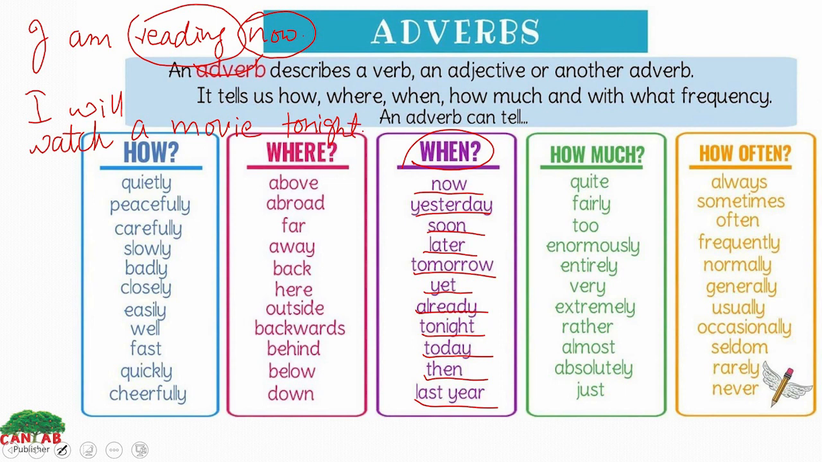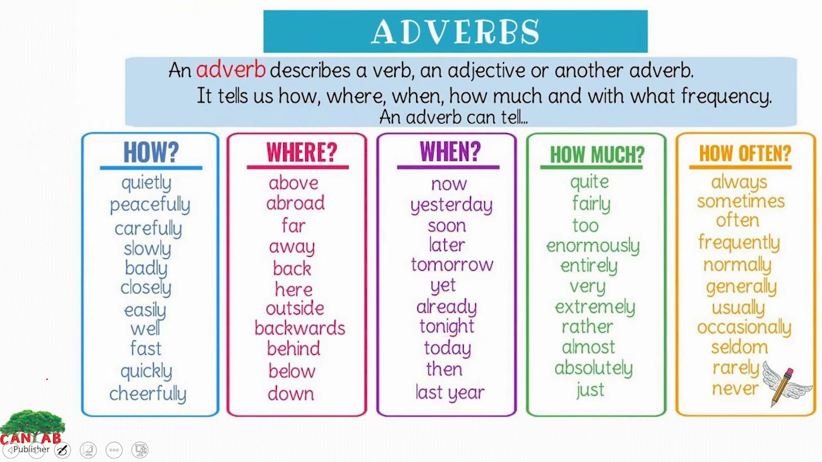So, when will the action happen? Yes, tonight. Watching movie. Watch is a verb and tonight is an adverb of time here. When the action is taking place. Now let's move to this one. How much? To which extent, to which degree the verb is done. Quite, fairly, too, enormously, entirely, very, extremely, rather, almost, absolutely, or just.